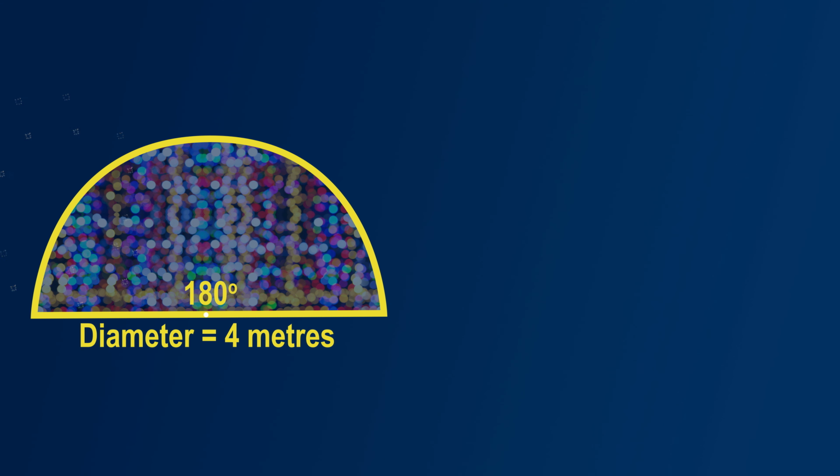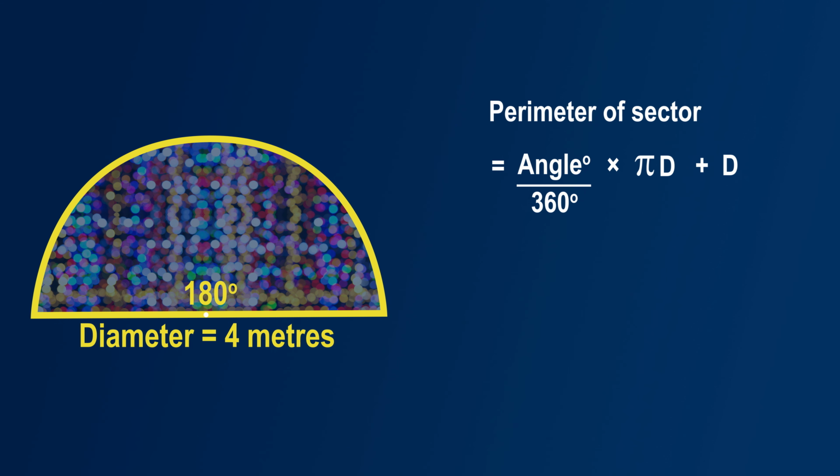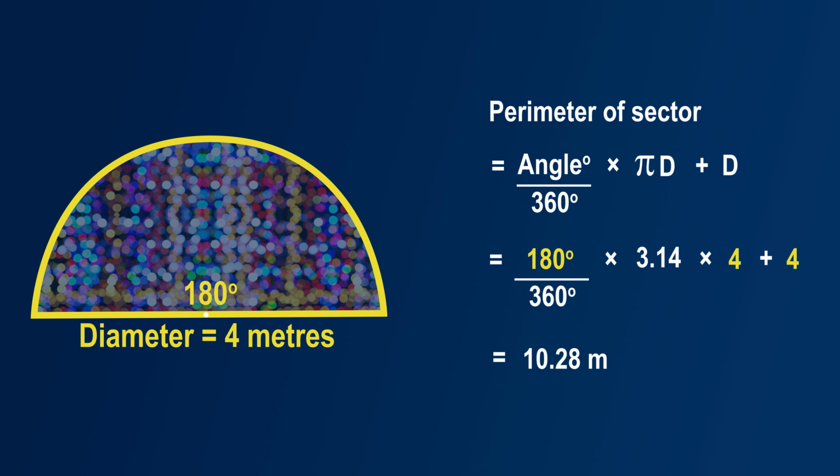Let's do this same question with a rule in just one step. It's the same rule that is multiplied by the fraction of the circle that the sector is, and then we add on the straight diameter. The perimeter of a sector equals the angle of the sector divided by 360 degrees that are in the whole circle, multiplied by pi d, plus the diameter. That equals 180 degrees in a semicircle divided by 360 degrees, multiplied by pi, multiplied by the diameter of 4, plus the diameter of 4. This equals the same perimeter of 10.28 metres.